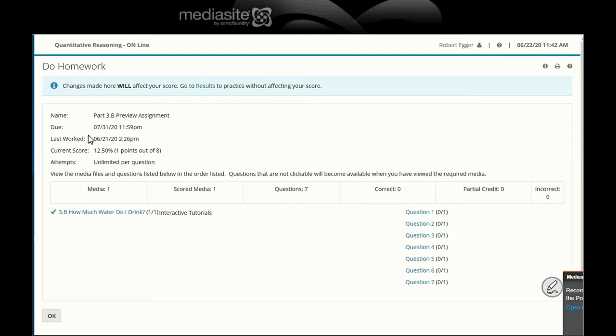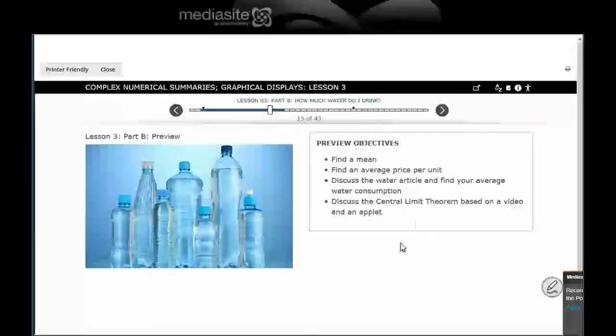Let's go to the video, go to the tutorial for how much water do I drink? Now, for this one, we are going to be working with the mean again. When we complete this tutorial, you'll be able to find the average price per unit, discuss the water article and find your average water consumption, and we'll discuss the central limit theorem based on a video and applet. Sounds exciting.